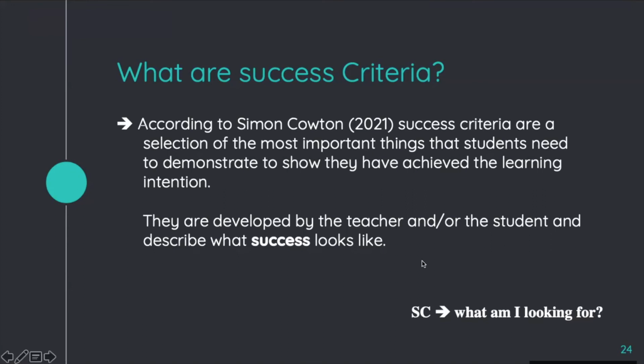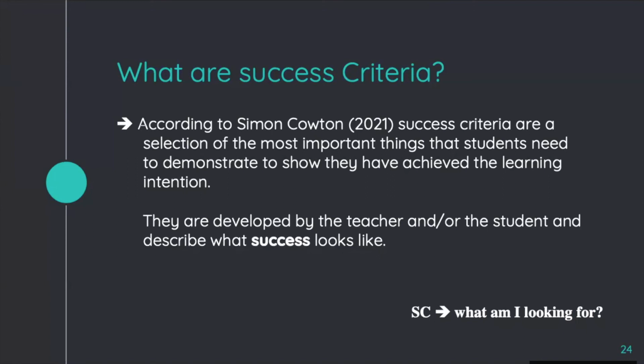Then again, the success criteria answers one major question. What am I looking for? By the end, what am I looking for? How should the success look like at the end of the journey?